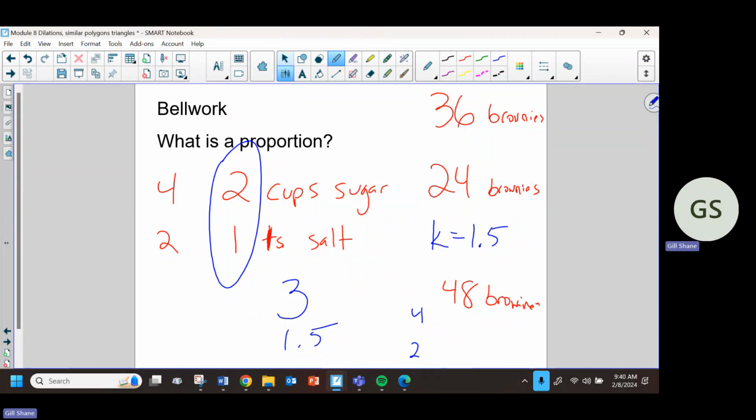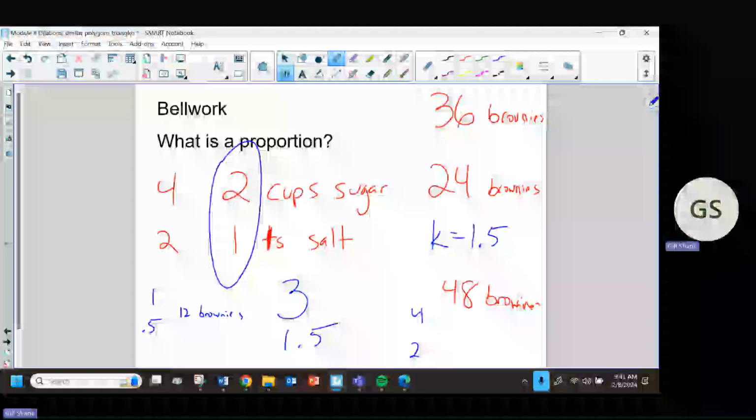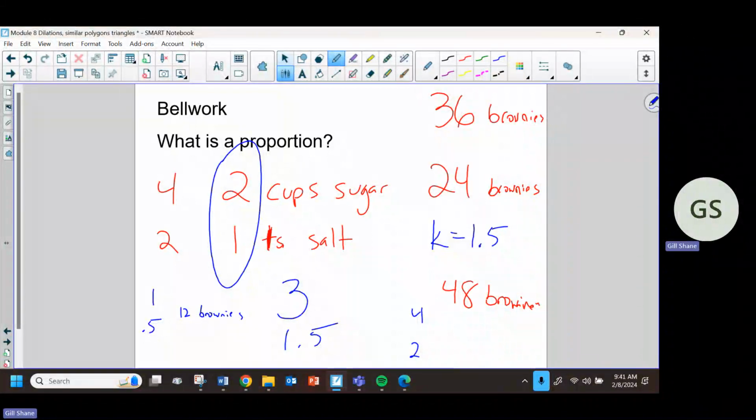If I want half the brownies, what do I need here? I'll write it small. That's 12 brownies, right? 1 cup of sugar. I just cut them in half. Well, how many sets or groups of 12 do I need to make 36? I'll just multiply these by 3. 1 times 3 is 3. 3 times 0.5 is 1.5.